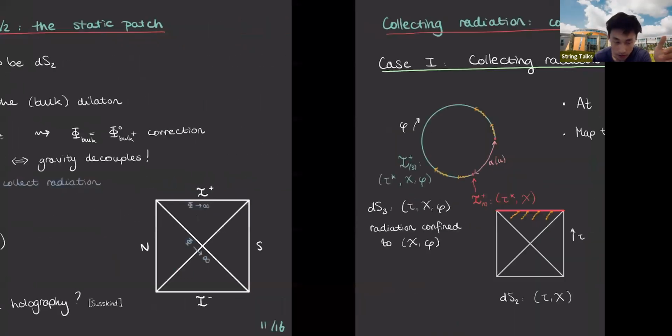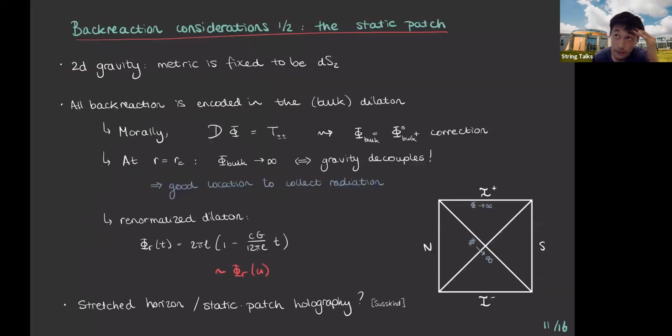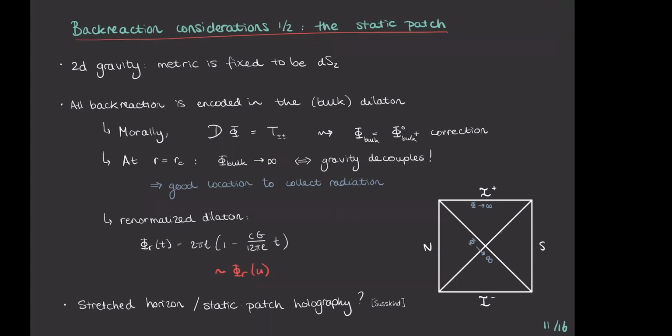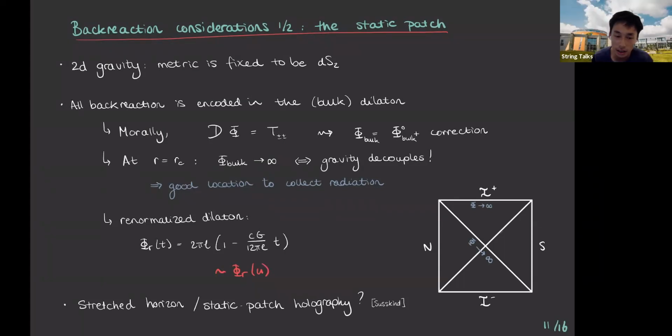Sorry, Evita, just to clarify, in the static patch, where is the Schwarzian boundary? Is there a Schwarzian boundary there? No, the Schwarzian is defined here. Yeah, that's why I'm confused. How can you discuss the static patch in JT gravity?